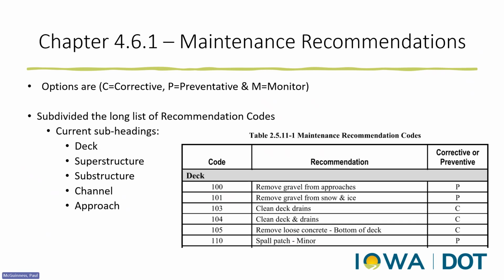So 461 is maintenance recommendations. And you check the box for the recommended option types. They're listed in the table. And what we've done with this table, we've subdivided it now into deck, super, sub. Before it was just a long list, so we try to make it easier to go down. If you're thinking about substructure recommendations, you can jump right down to the bar that says substructure and then just look for those substructure codes and corrective or preventative options so that you code properly and quicker and more easily.